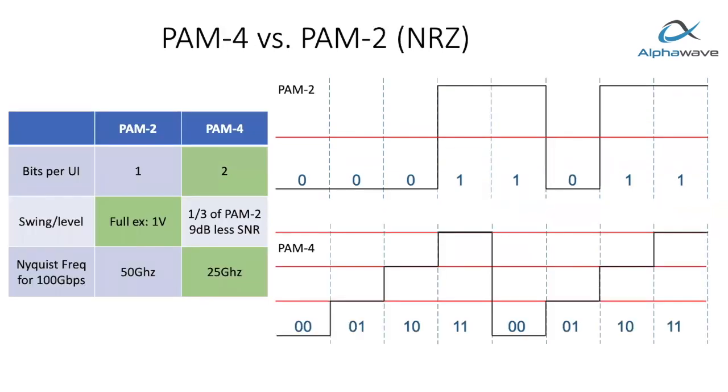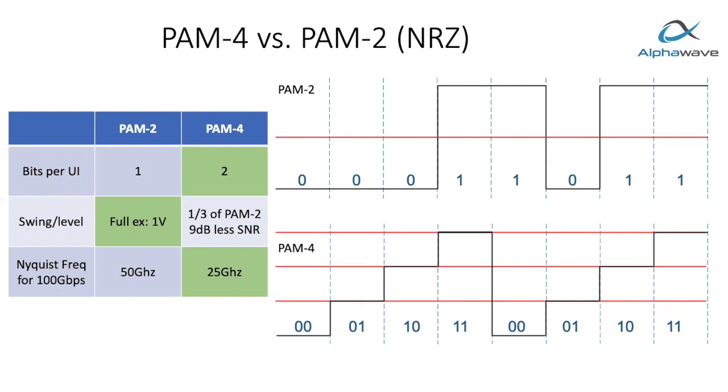So looking at some of the differences between PAM4 and PAM2, and lots of times PAM2 is called NRZ signaling. You can see the number of bits per UI for PAM2 is 1, and for PAM4, it's 2 bits of information. The swing levels for the PAM2 goes all the way, for example, from 0 volts all the way to 1. And in PAM4, you get 1/3 of the swing for each level as you did for the NRZ case. And so that's 1/3 of the swing that you had in the PAM2 case, which gets you about 9 dB less of SNR in PAM4 signaling.